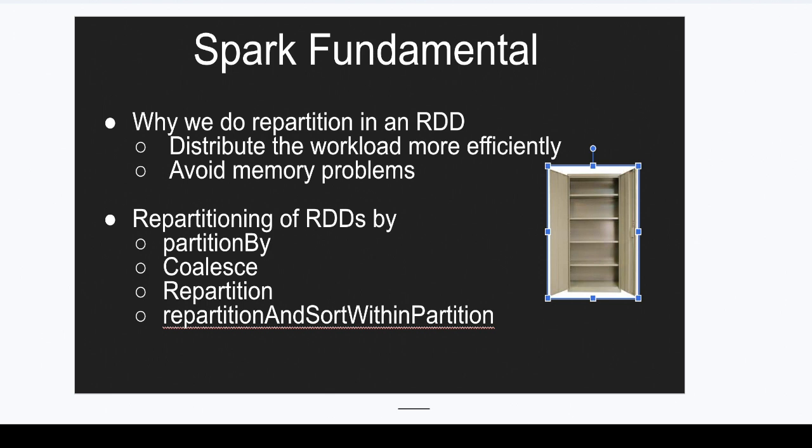And then repartition and sort within partition. Apart from that, it adds one more functionality, which is sorting. So if in one rack we have t-shirts and pants together, it will put pants first because it is alphabetical order, p, and then the t-shirt, t.